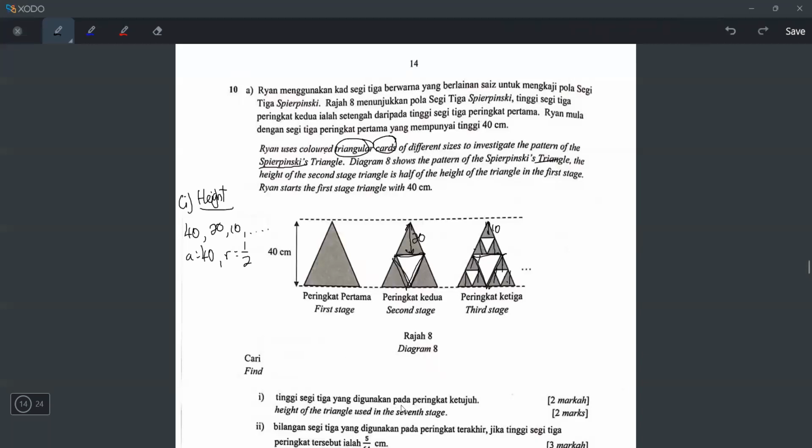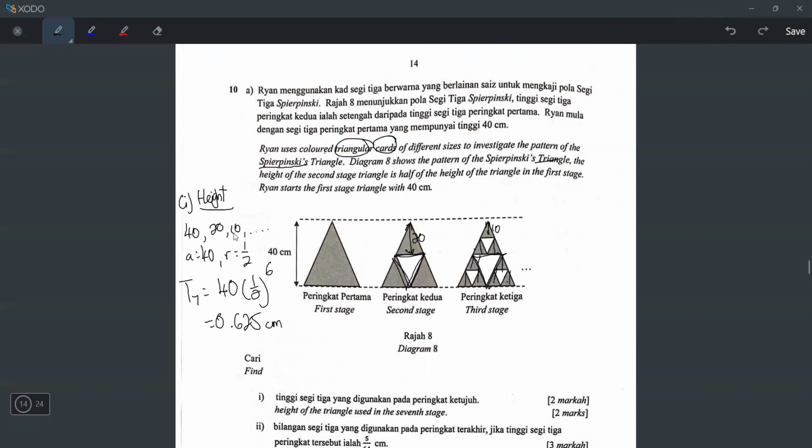And then the height of triangle in the 7th stage, which is T7, because this is stage 1, stage 2, stage 3, right? So the T7 will be ar power n minus 1. So 40 times 1 over 2 power n minus 1. 7 minus 1 is 6. So you press this, you get an answer. 40 times open bracket 1 over 2 close bracket power 6. I got 5 over 8. But let's change to fraction, 0.625. So centimeter, right? Yeah. So that's the height.